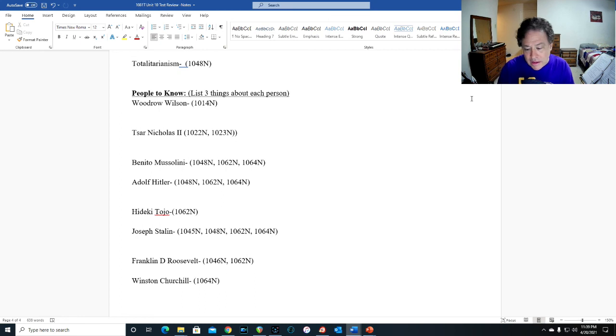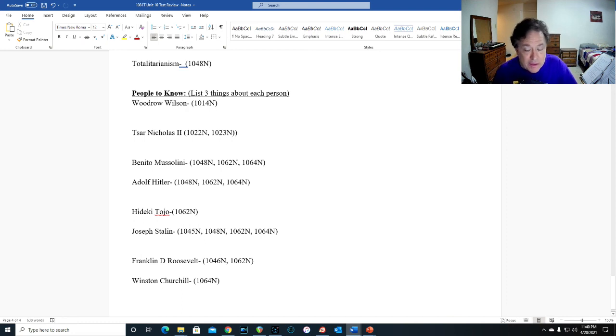Benito Mussolini. He was a totalitarian dictator. He was from Italy. He inspired Hitler. When Italy was defeated in World War II, he tried to get to Switzerland, and he was killed by Italian partisan fighters. Hideki Tojo, he was the military dictator of the Japanese Empire. Joseph Stalin, he was the totalitarian dictator of Russia.